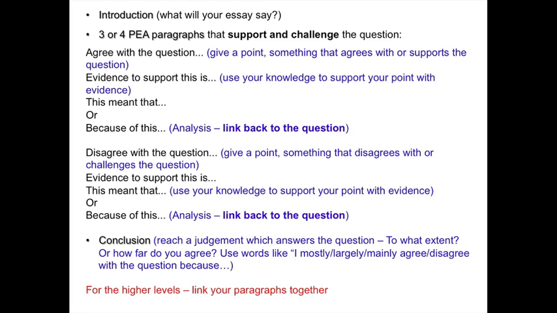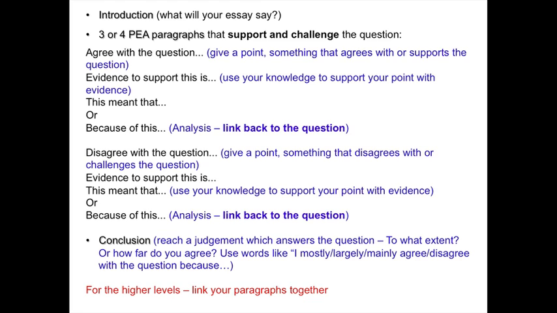Remember the structure for PEA paragraphs. If you're going to agree with a question, you make a point, something that agrees with or supports the question. Evidence from your knowledge, and then explain how that answers the question. This meant that or because of this, the analysis.